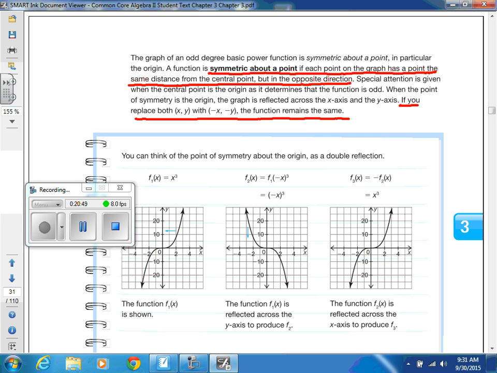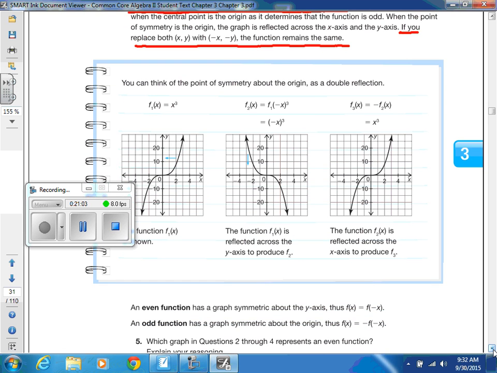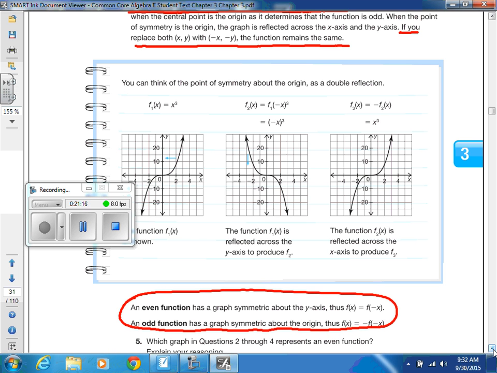We've got 3 examples. And then if you look just a little bit further down, very important right here, an even function has a graph symmetric about the y-axis. An odd function has a graph symmetric about the origin. Now, does it have to be symmetric about the y-axis or symmetric about the origin? No, you can have an even, an odd, or neither. It can be even, it can be odd, or it can be neither.